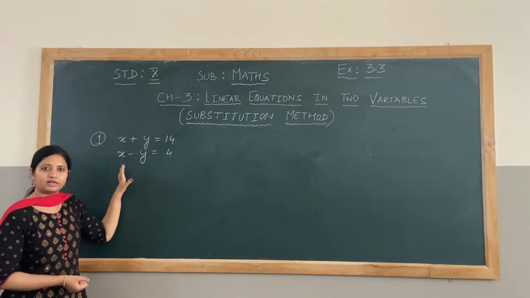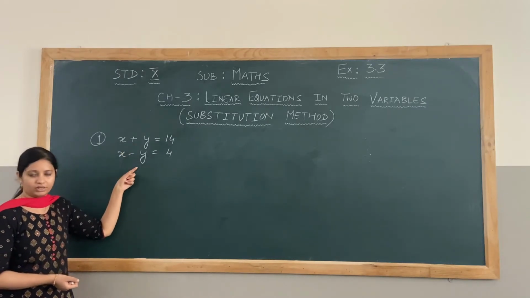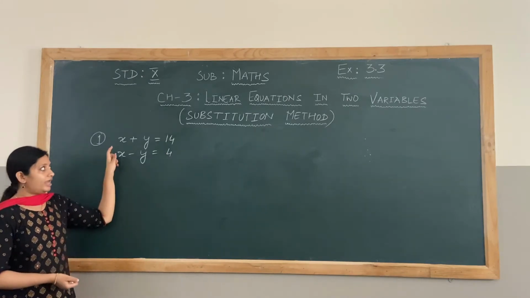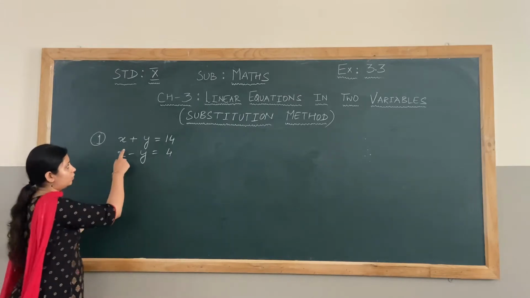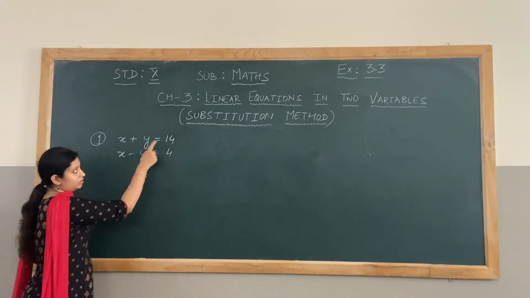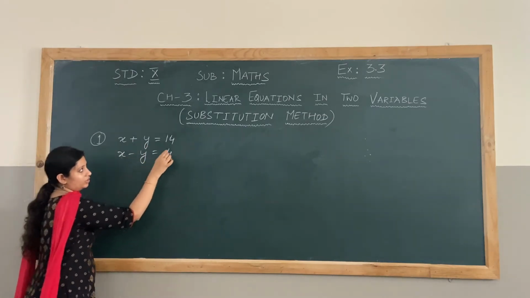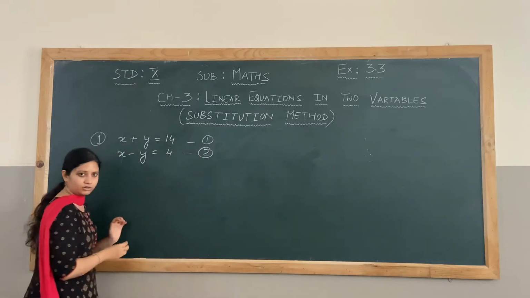As this is a linear equation in two variables, it is compulsory that you should have two equations. In short, what you need to remember is, as many variables as there are, that many equations you require. Over here, x plus y is 14. So you have two variables, two unknowns, so you require two equations. Let us name this equation as 1 and this equation as 2.